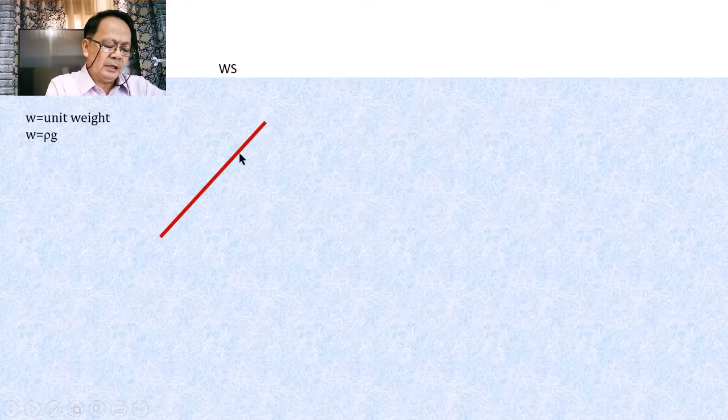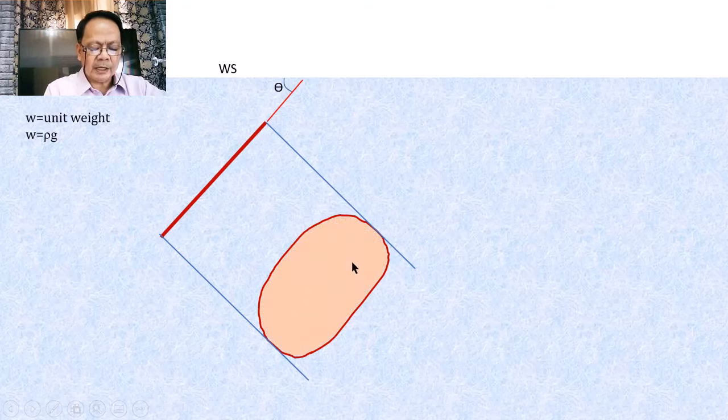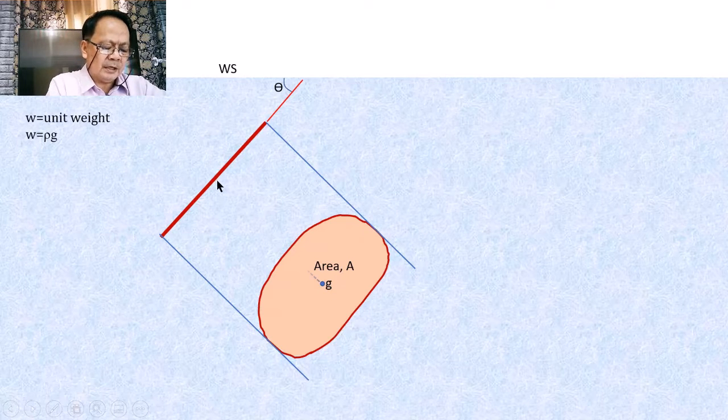So assume natin na itong axis ng plate makes an angle of theta with respect to the water surface. Now, para makita natin mabuti kung ano ba yung itsura ng plate, imagine natin that we view it from this side, okay, down to the right, so that we shall be viewing the entire area of the submerged plate. So here is the submerged plate. Let us generalize the area, and the centroid of the plate is located somewhere here at G. Now, this G can be found on the plate, which is here.